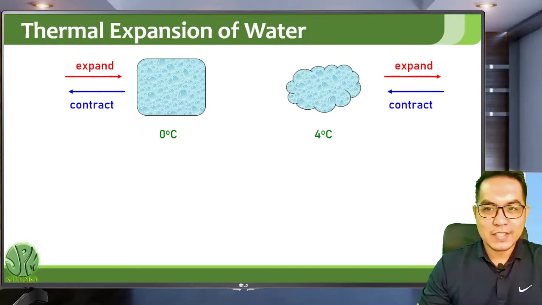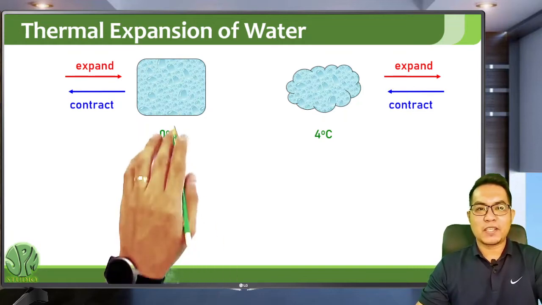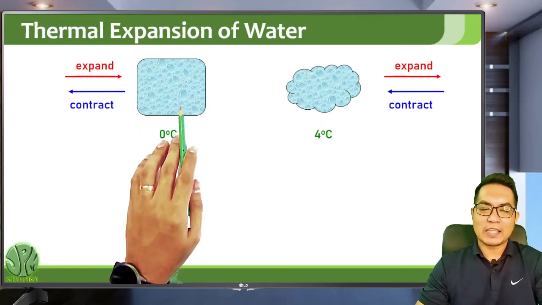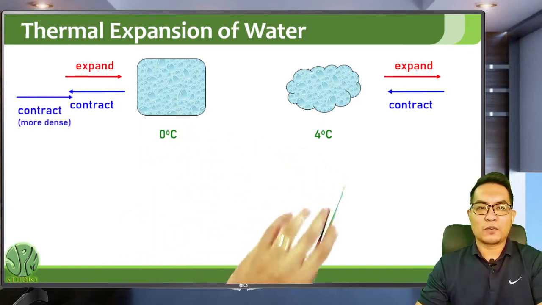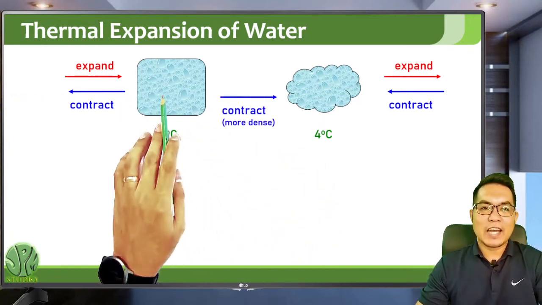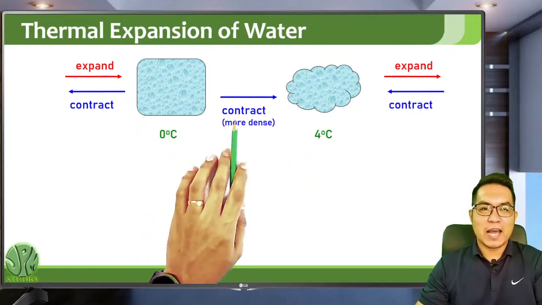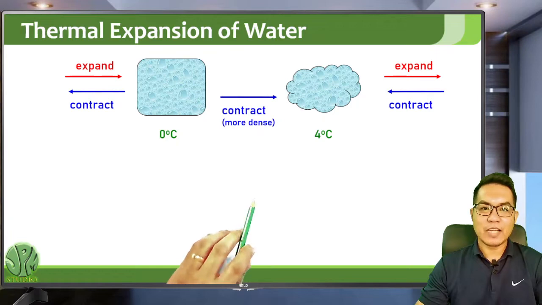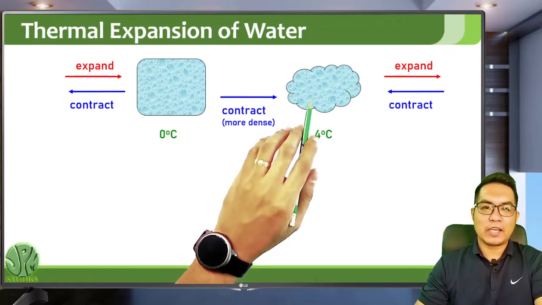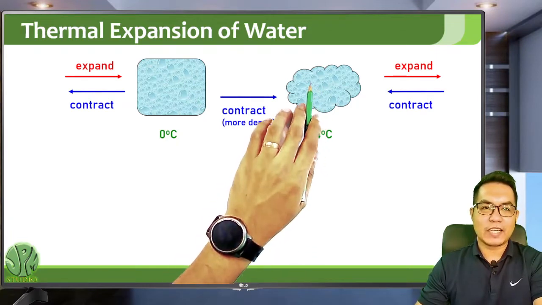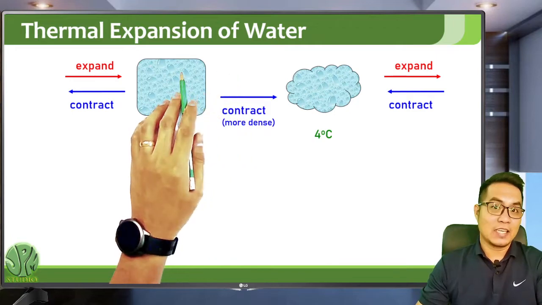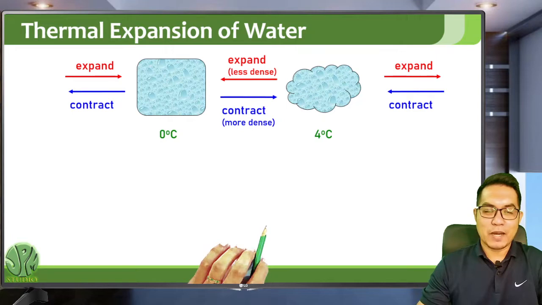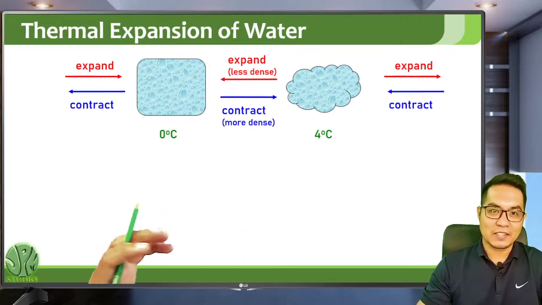But water has an anomalous behavior between 0 degrees Celsius and 4 degrees Celsius. If you increase the temperature from 0 to 4 degrees Celsius, instead of expanding, it will actually contract. It will become more dense. And if you decrease the temperature of water from 4 degrees Celsius to 0 degrees Celsius, instead of contracting, it will actually expand. So it will become less dense.